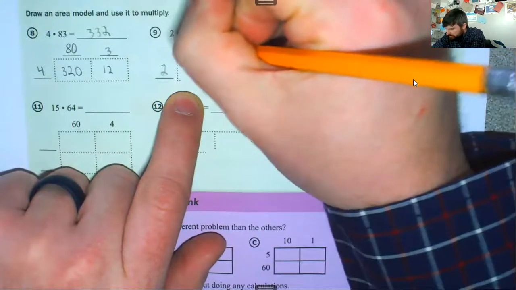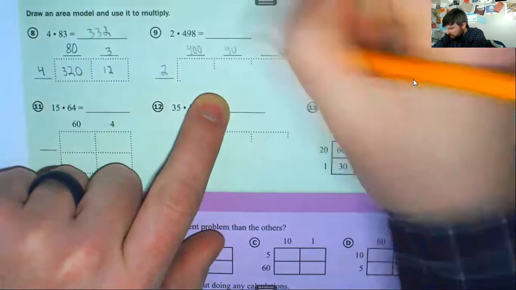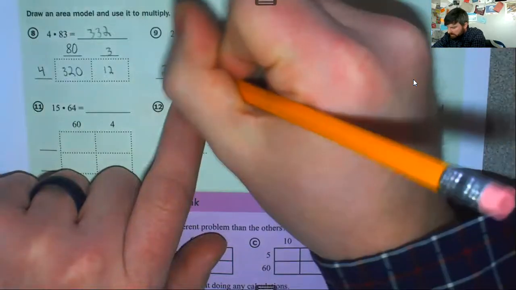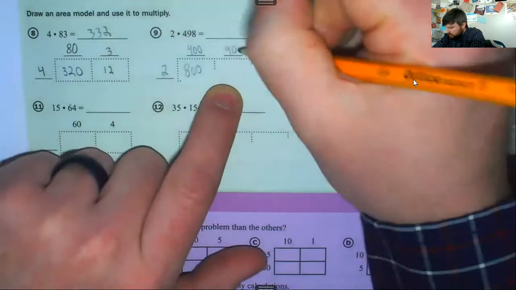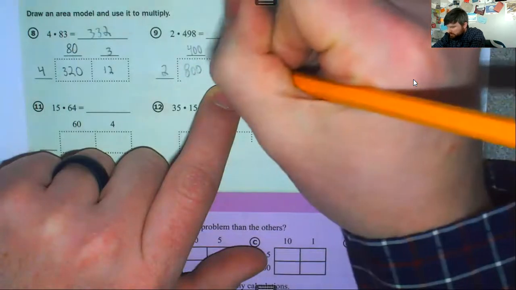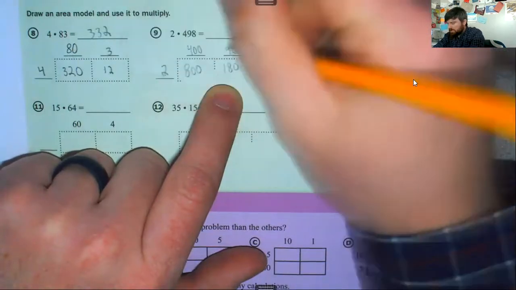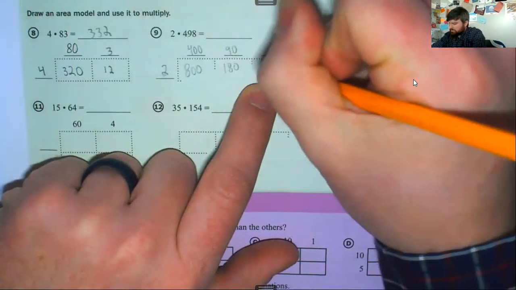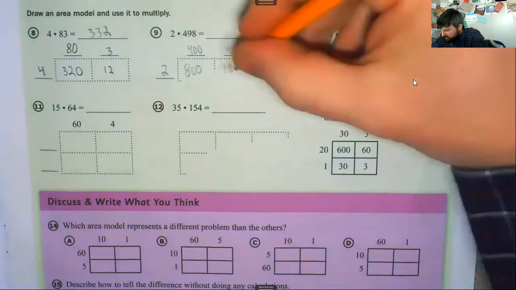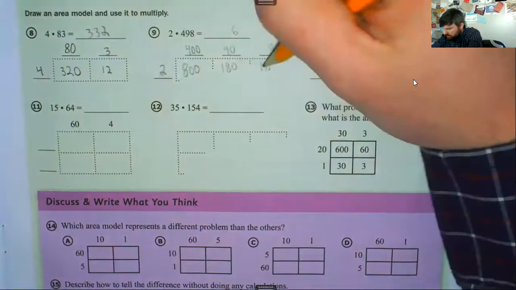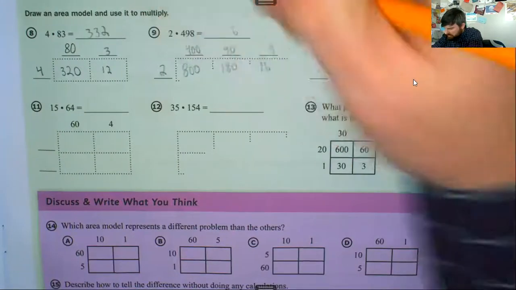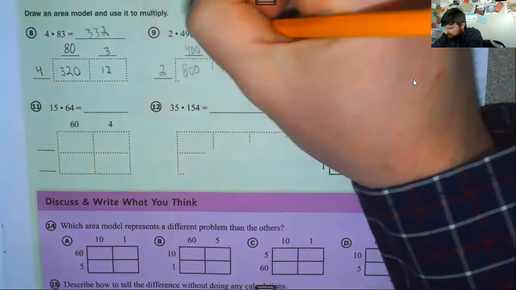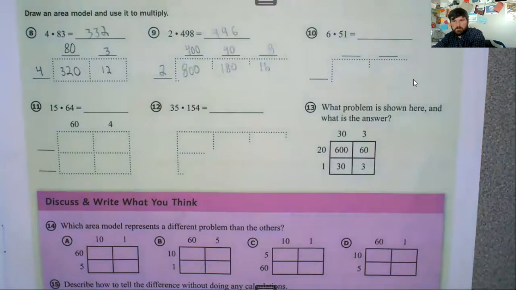Here we have 2, and we got 498. Okay. So you got 2 times 400, that's 800. 2 times 90, that's 180, because 2 times 9 is 18. Add on your 0. And 2 times 8 is 16. So you got 600, so that's 6. You got 1 plus 8 plus 0, that's 9. And you've got 1 plus 8 is 9. So 996 for that one.